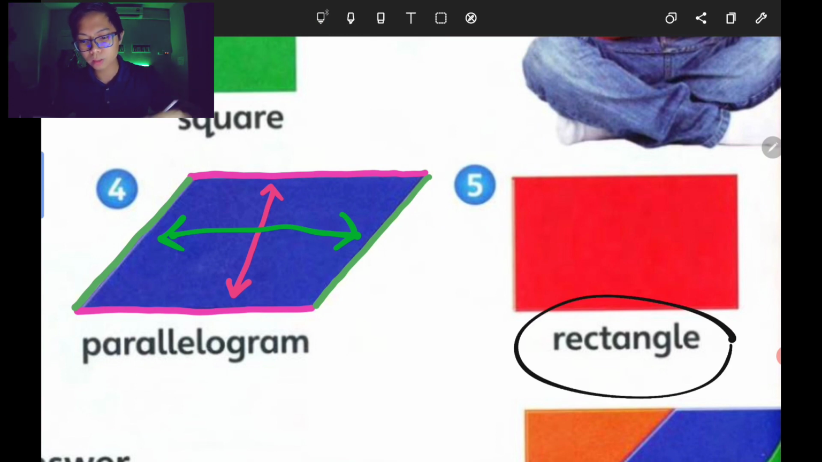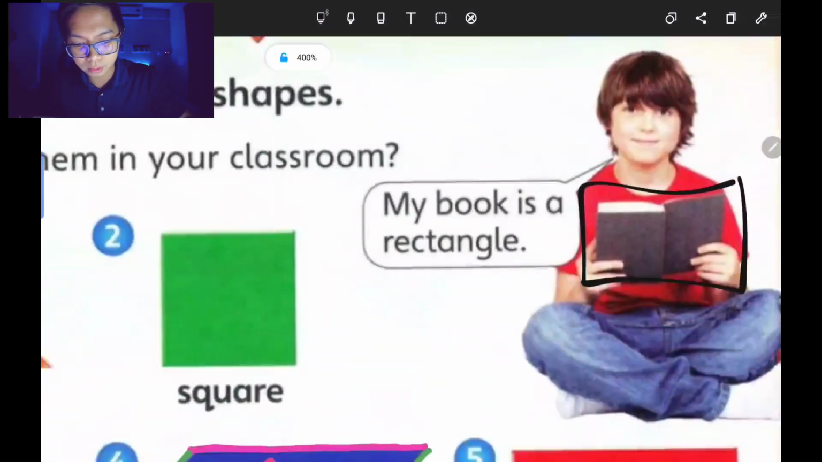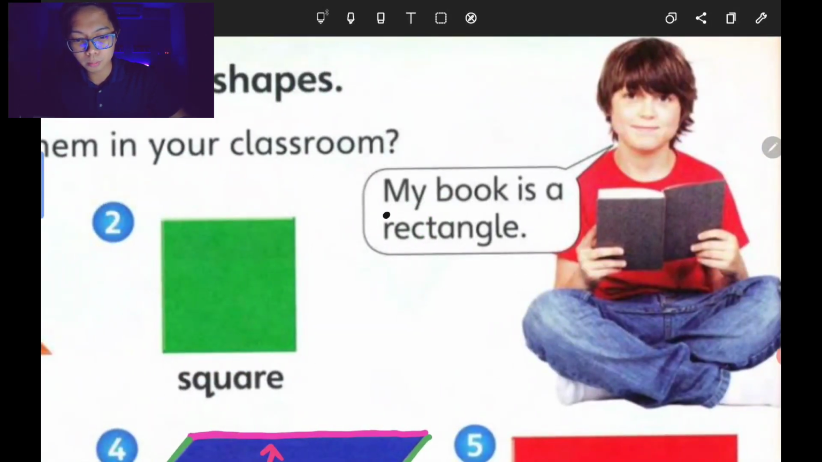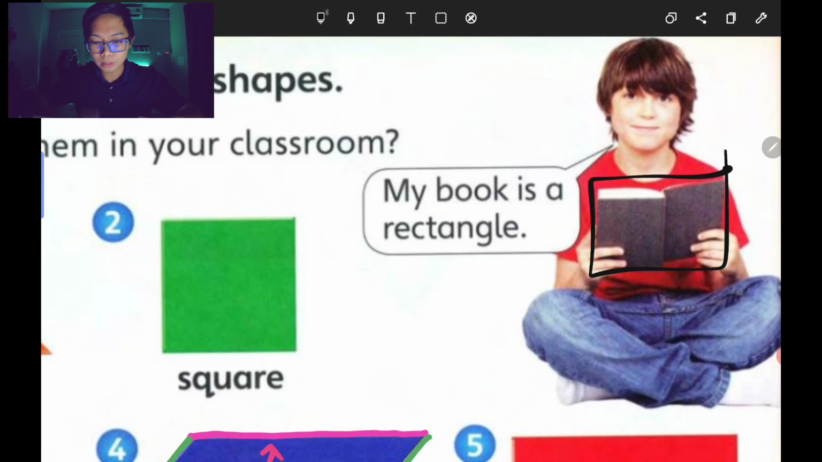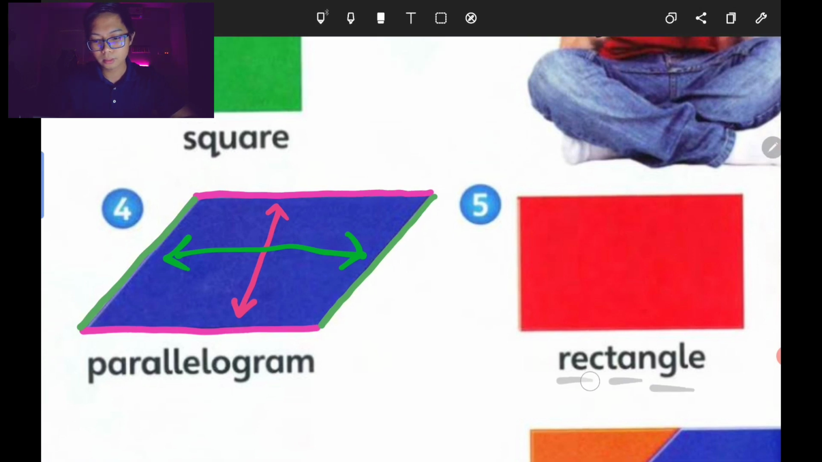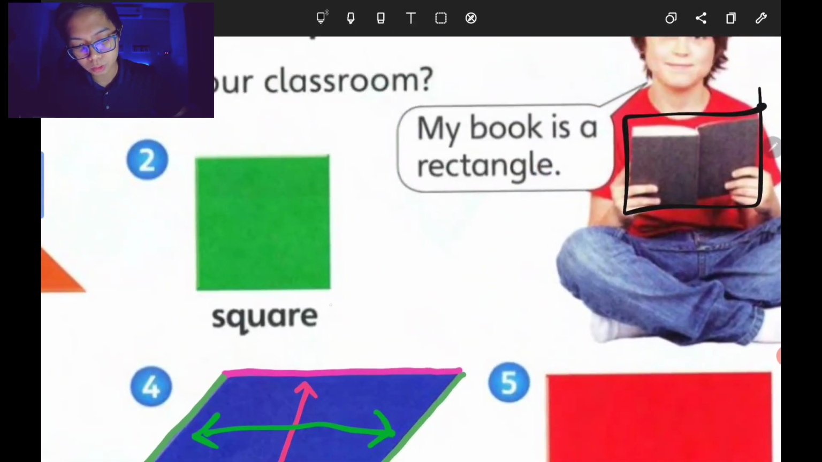So maybe you are familiar with the rectangle since we first learned about it just now. Rectangle, the shape of the book. Okay, dia cakap my book is a rectangle. Buku saya berbentuk segi empat tepat. This one. Okay, memanjang, it's a little bit lengthened. Okay, so if you look over here, this is the shape of rectangle. Rectangle. Okay, so it has almost the same shape as square, hampir sama, but it's not the same.